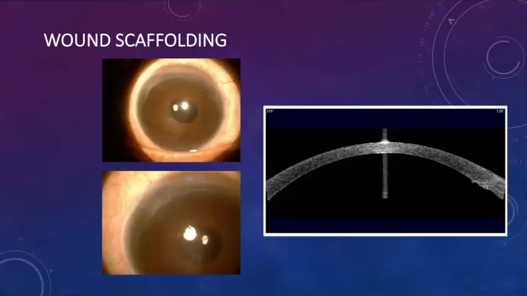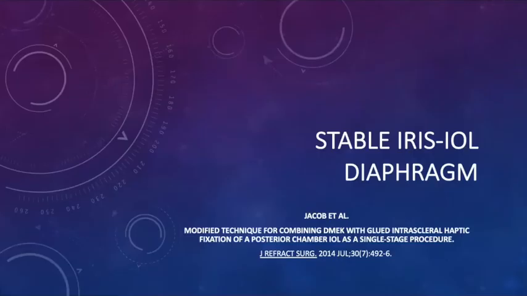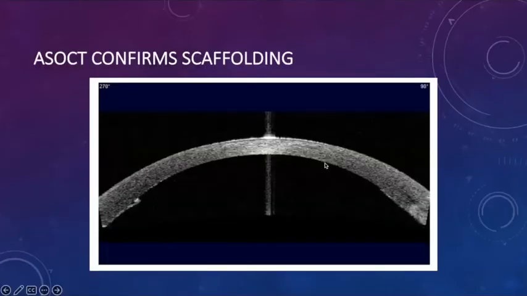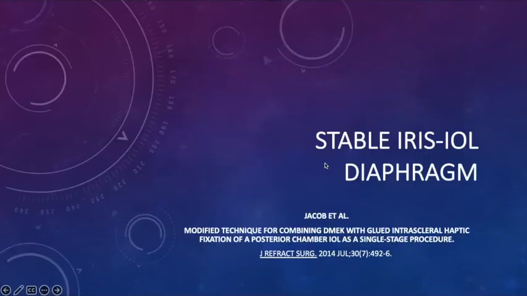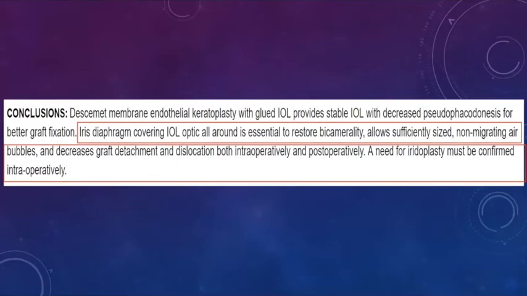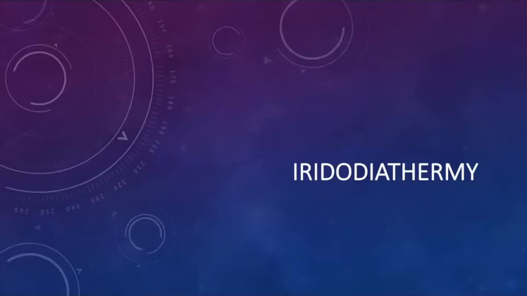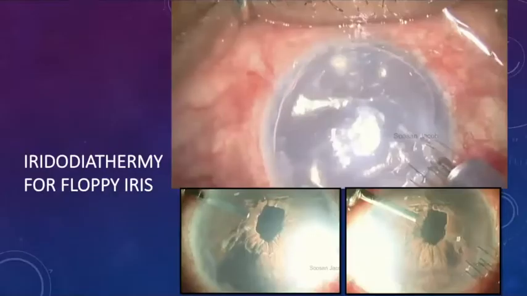These are all examples of host descemetic scaffolding and wound scaffolding. And we can see that the ASOCT is actually confirming the scaffolding. Stable iris IOL diaphragm, we had described this way back in the Journal of Refractive Surgery, that it's really important to have a good iris IOL diaphragm, which covers the IOL optic all around to get bicamerality. So that's a very important thing, and you need to know iris repair techniques for that. This is a new technique which we've submitted now, and it's almost accepted for publication. It's just in the revision stage.